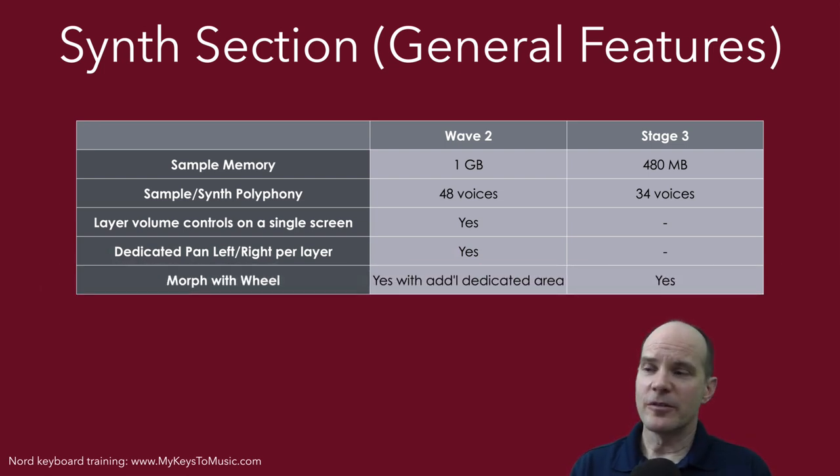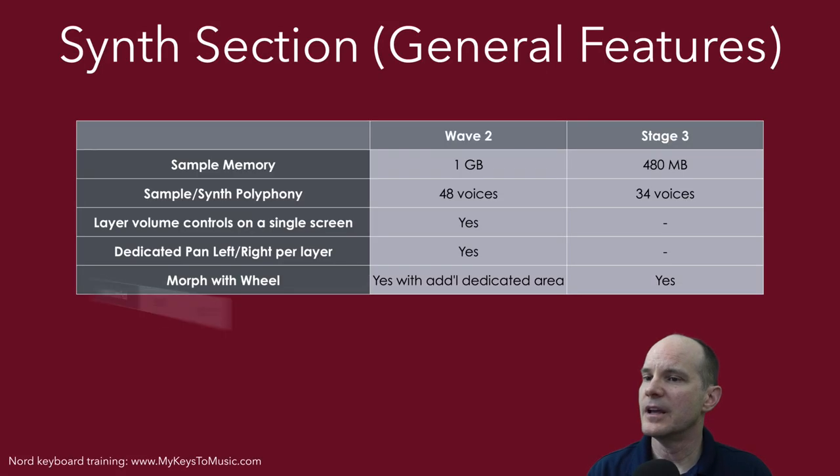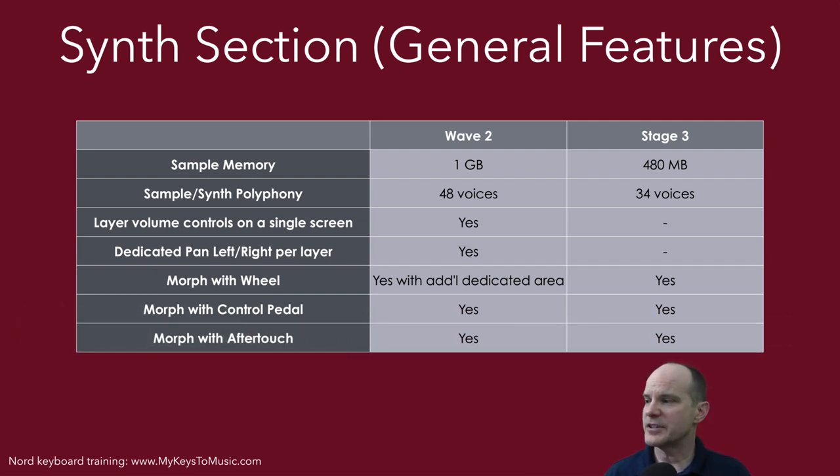You can morph with the modulation wheel, except that the Wave 2 does have the added feature of an optional quick morph, if you will, where you can assign it quickly to the filter, the oscillator control, or the LFO amount. They both have the ability to morph using a control pedal. They both have the ability to morph using aftertouch.